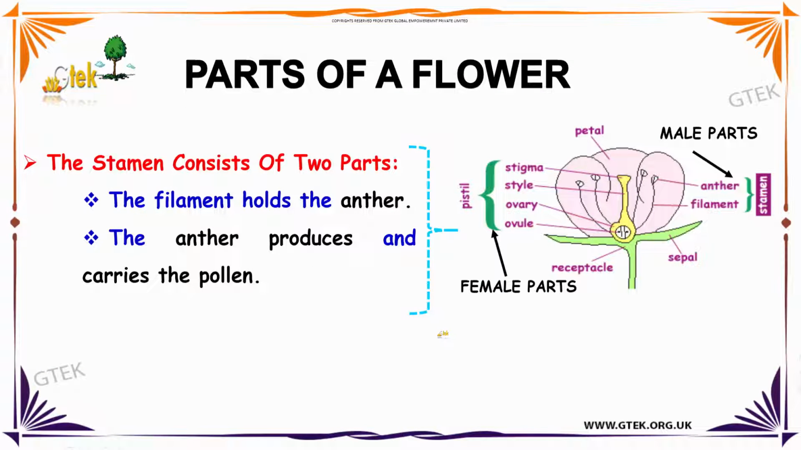Now we are going to see about the parts of a flower. The stamen consists of two parts. That is, the filament holds the anther. You can see the anther. The anther carries the pollen. Here you can see the female part and the male part. The female part contains stigma, style, ovary and ovule. Inside the ovary, the ovule is present. The male part contains anther and filament, which is represented here.